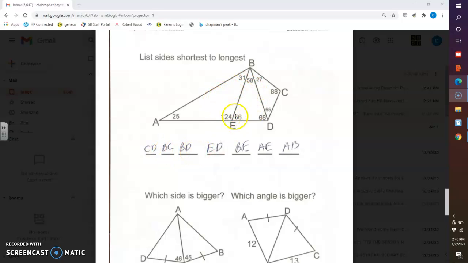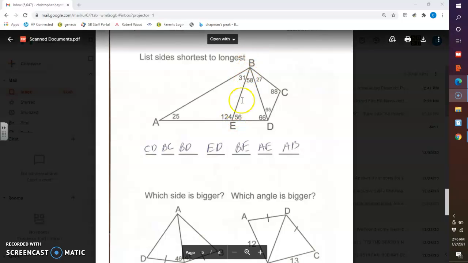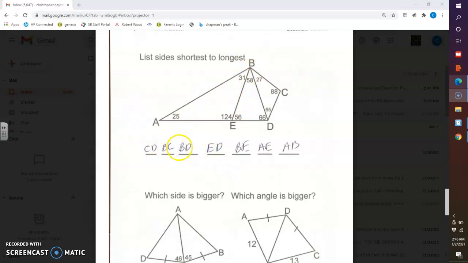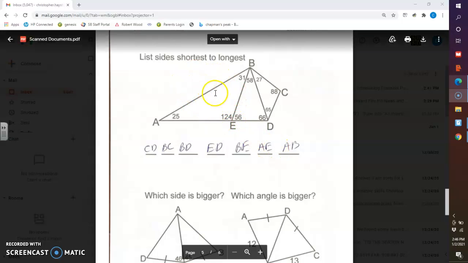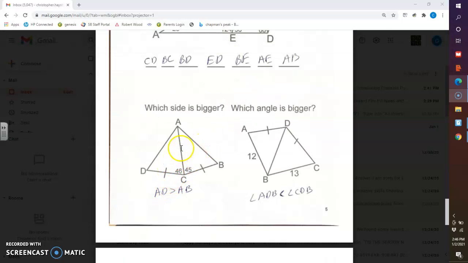Now when I come to this triangle, while BE is the biggest side of BED, it's the smallest side of AEB. So we go CD, BC, BD, ED's got to be bigger, and then BE. And then my final two sides, AE, the second biggest side of this triangle, and AB, the biggest side of the biggest triangle. The key here is working off your shared sides, though. The hinge theorem: if we have two congruent sides, the side opposite the bigger angle is bigger. Since AD is opposite 46 and AB is opposite 45, AD would have to be bigger than AB.